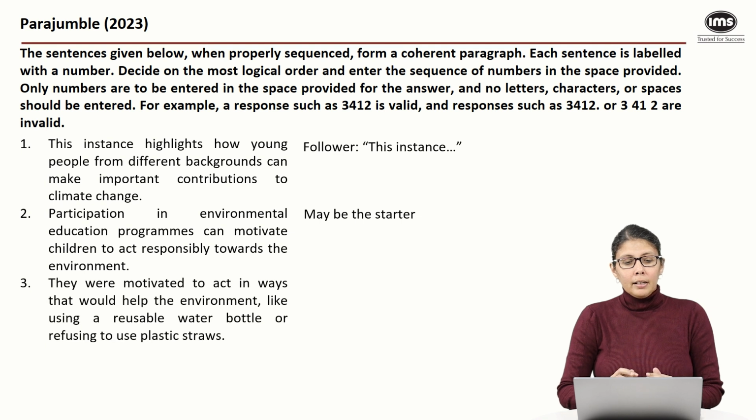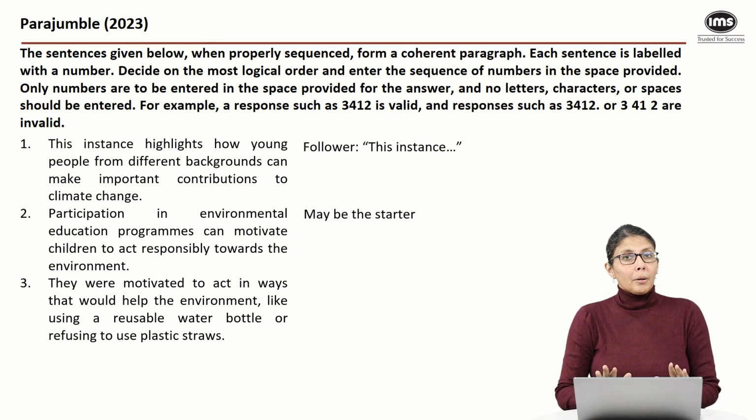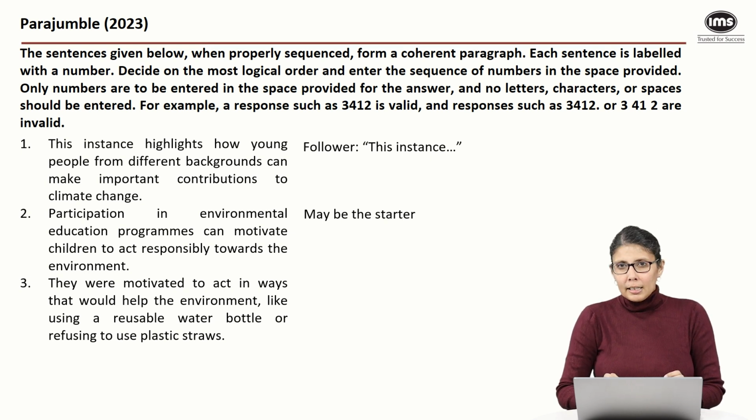The third statement says they were motivated to act in ways that would help the environment. Now here, the pronoun they again suggests that this is a follower. It needs to have some sort of an antecedent. We need to know whom we are referring to. Now, if I say that 3 refers to 2, there is a bit of a problem. If you look at 2, it talks about a possibility. Participation in such programs can motivate children. Whereas if you read 3, we are clearly talking about something that has already happened. So they in 3 cannot refer to children in 2. So keep in view these tiny details that will help you figure out the parajumble. So 3 is clearly a follower.